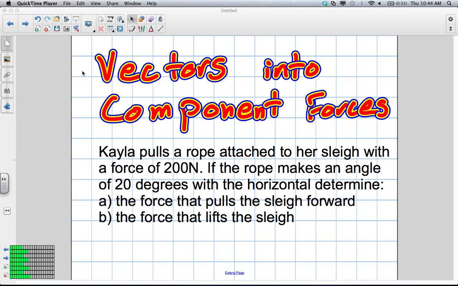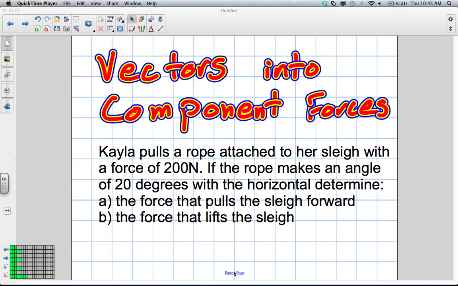Okay, so now what we're doing is, like we said before, taking the resultant force and breaking it into two component forces. We're setting up these component forces so that they're 90 degrees, or perpendicular, from each other. So: Kyla pulls a rope attached to her sleigh with a force of 200 newtons. If the rope makes an angle of 20 degrees with the horizontal, determine the following.